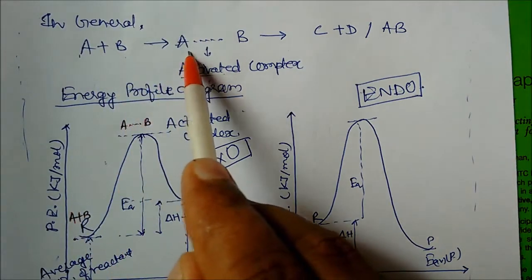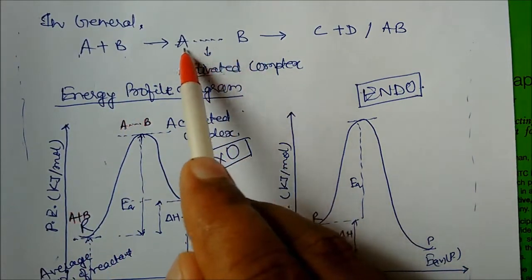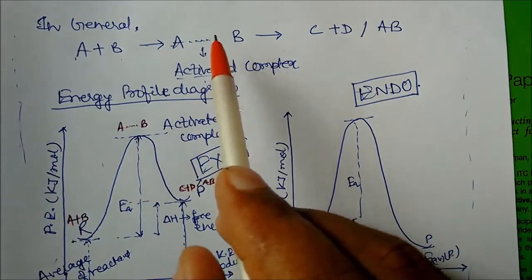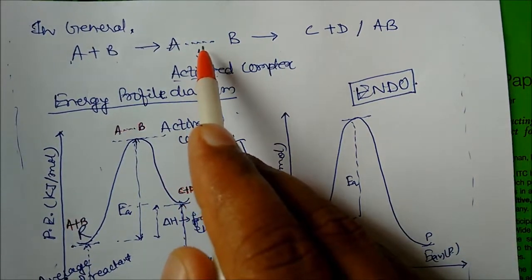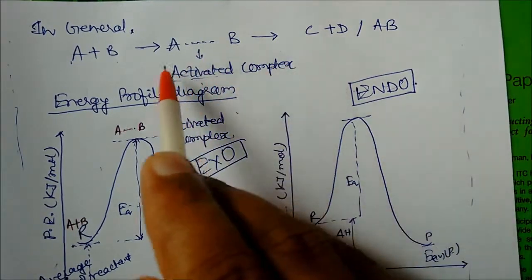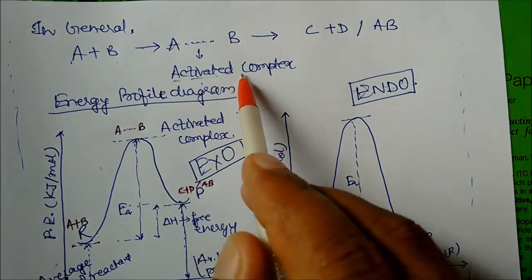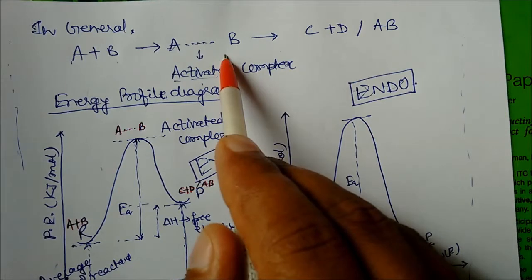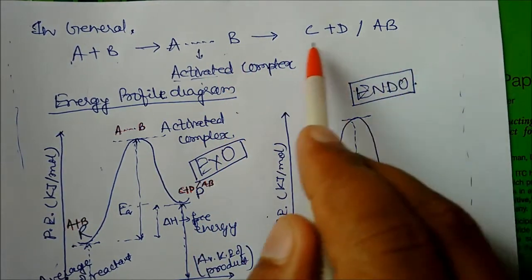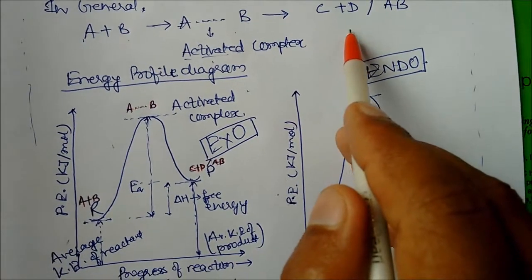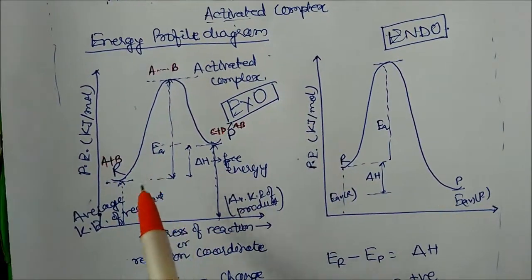They will give you A--B. The dashes mean bond formation or bond breaking. So it is a moment in which both phenomena can take place. This situation is called the activated complex, and after this the reactants are converted into products, maybe A, B or C and D. Two products may be possible. Let us understand this situation through a diagram.